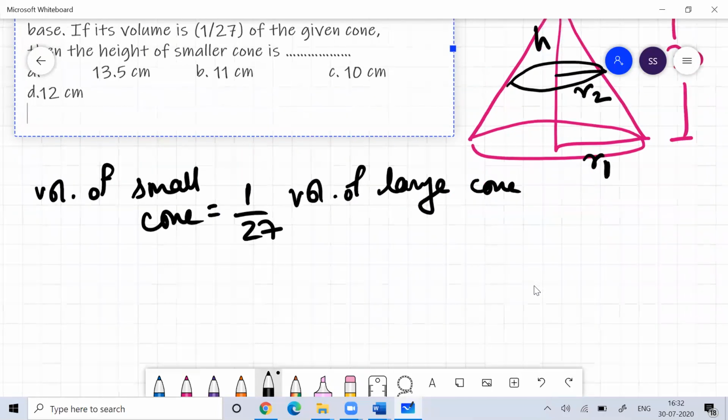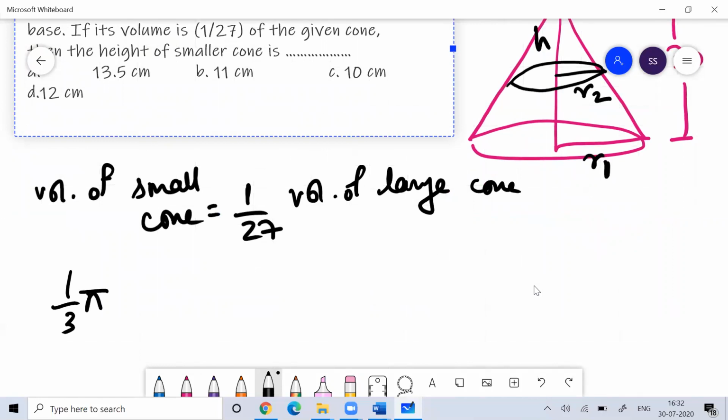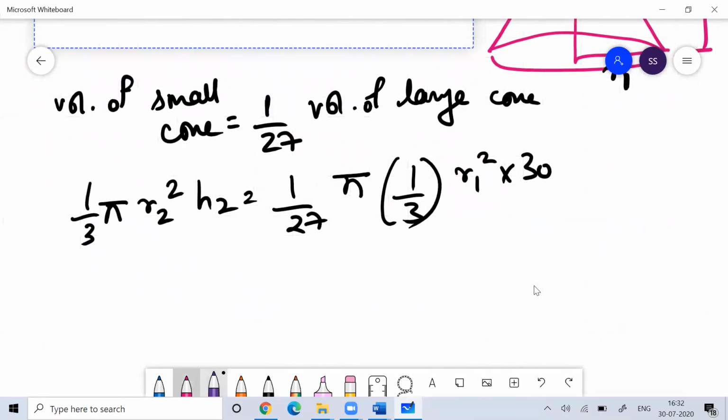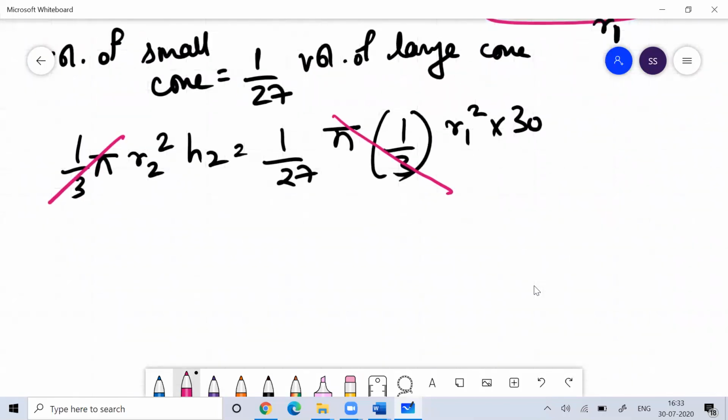So the volume of the small cone, that is 1 by 3 pi R2 square into H2, is equal to 1 by 27 into 1 by 3 pi R1 square into 30. Okay, so I can cancel 1 by 3 pi, and then R2 square into H2 is equal to 1 by 27 into 30 R1 square.